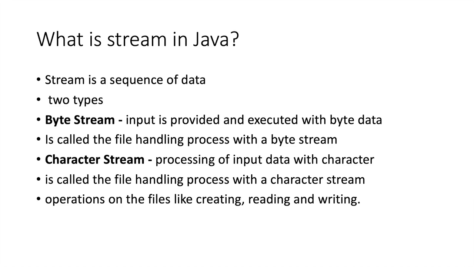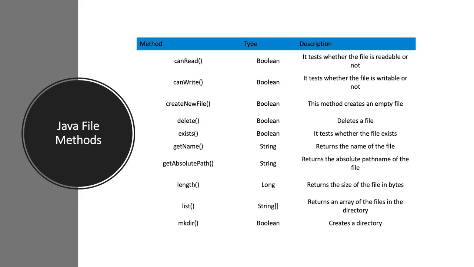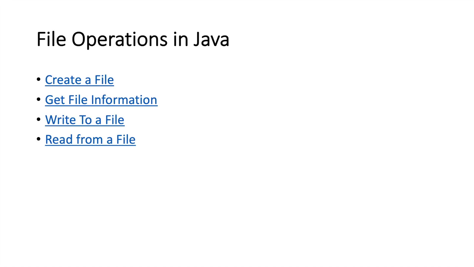These are the methods available in file handling in Java, right? Can read, can write, can create a new file, delete, exists, get name, get absolute path, length, list, make directory. All these methods are available in Java file handling, right? We'll see examples one by one: how to create a file or get the file information, then write to a file and read from a file. Also we'll see how to delete a file.